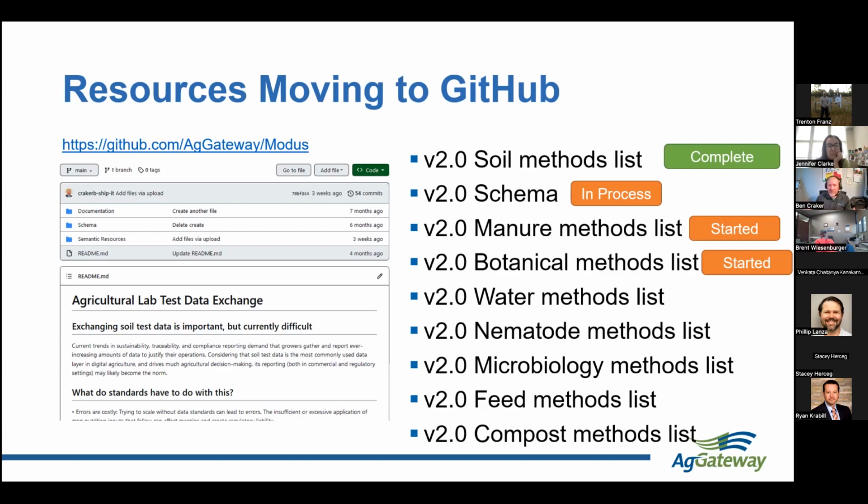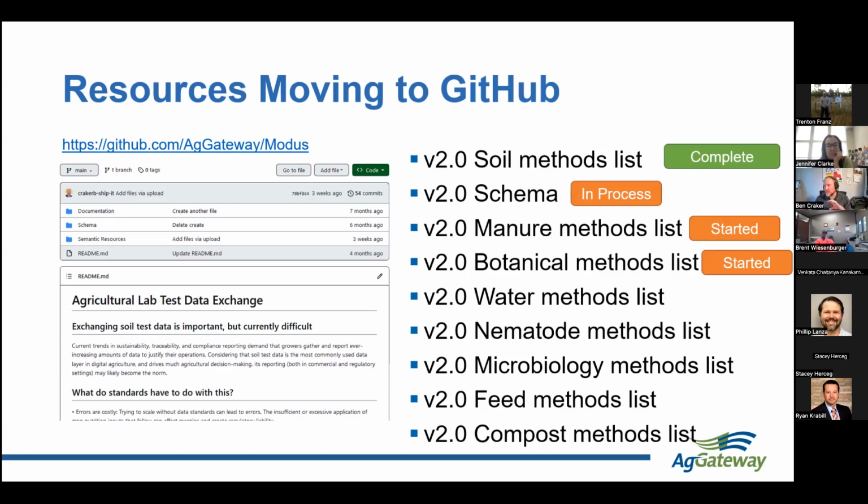The assumption being anybody that's going to integrate this version 2 would do the schema and the version 2 code lists at the same time. Then from there, we've done a little bit of work on some of the other methods lists, but that'll be the next order of business. So we'll probably start up a new working group to go through all the manure methods, and then a new one to go through all the botanical methods.